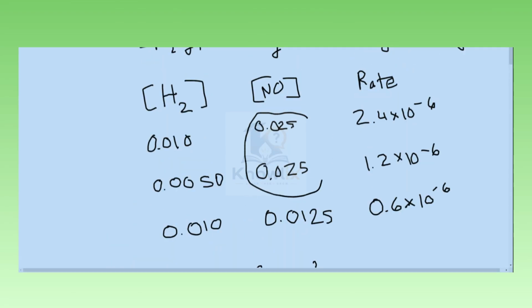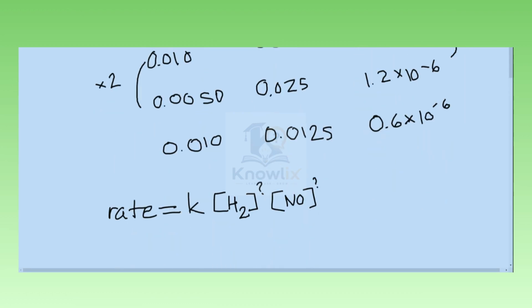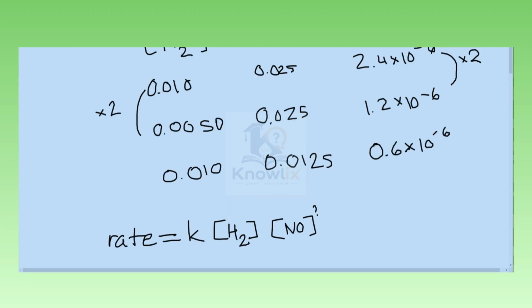So now let's take a look at these experiments and try to figure out what power they should be. So between these two trials, the concentration of nitrogen monoxide is constant, and we are doubling the concentration of hydrogen. And if we look over here, we'll notice that that doubles the rate. So if we're doubling the concentration of hydrogen and doubling the rate, that means that the power of hydrogen is 1, because 2 to the first power is 2.